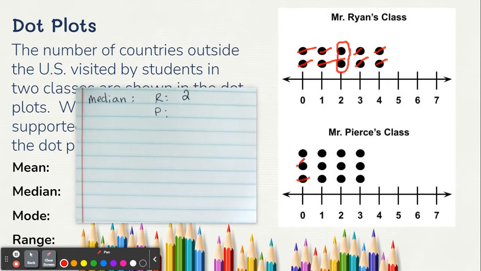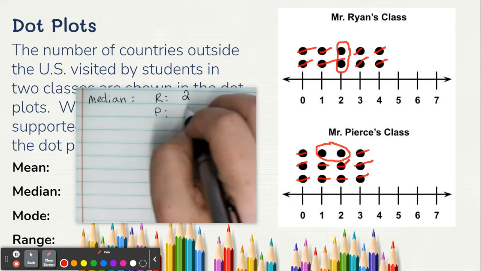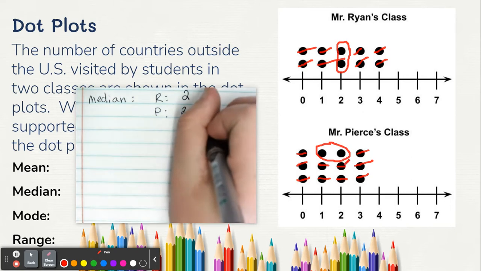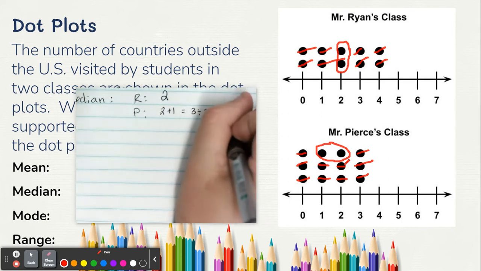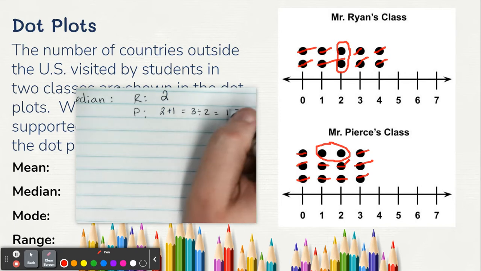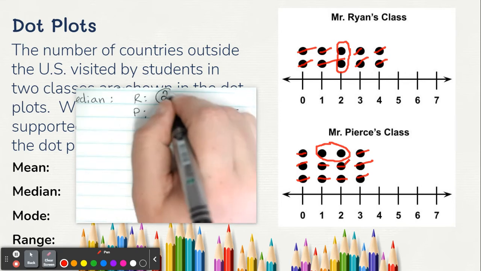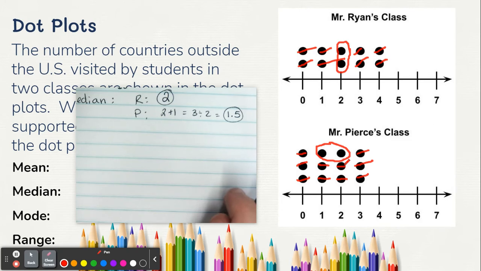Let's do this one too. 1, 2, 3. 1, 2, 3. 1, 1, 1, 1. Okay, so it would be 1 and 2. So I need to do 2 divided by 1. 2, not 2 divided by 1. I need to do 2 plus 1 and then divide that by 2, and my median ends up being 1.5. Okay, so my median for Mr. Ryan's class is higher than my median for Mrs. Pierce's class.